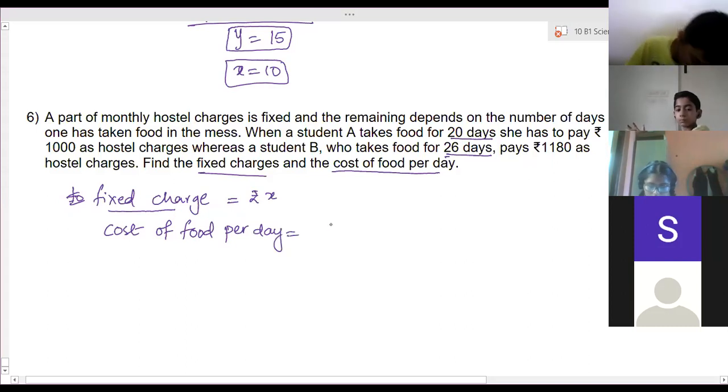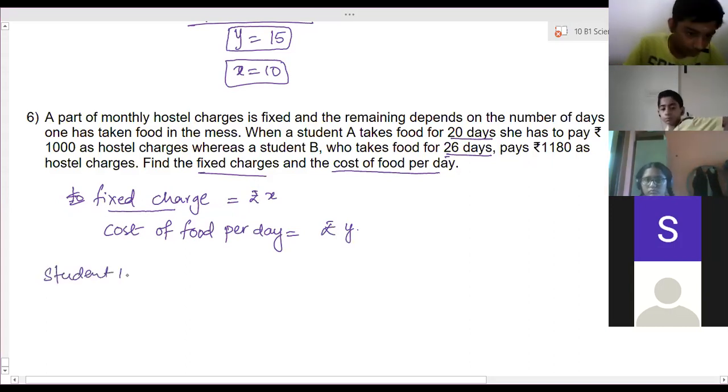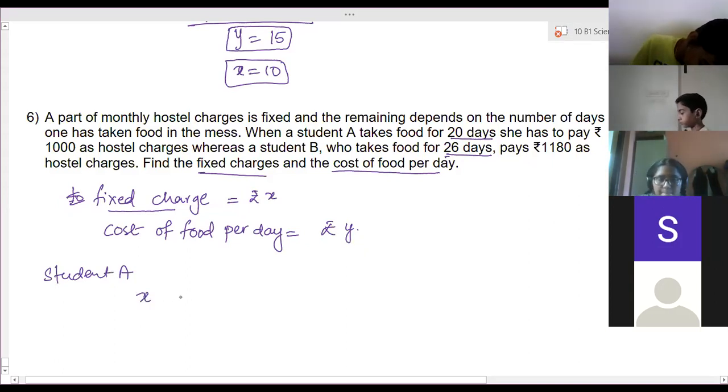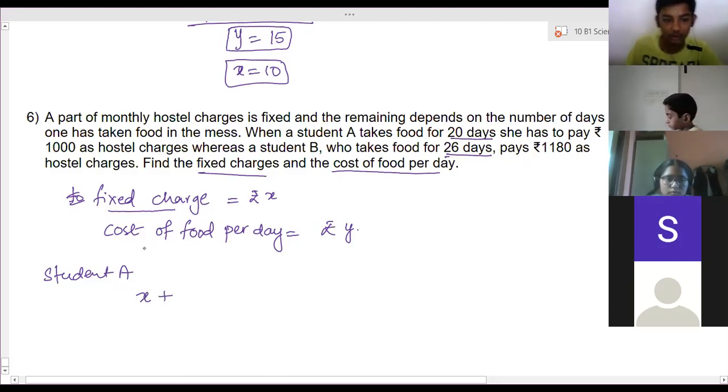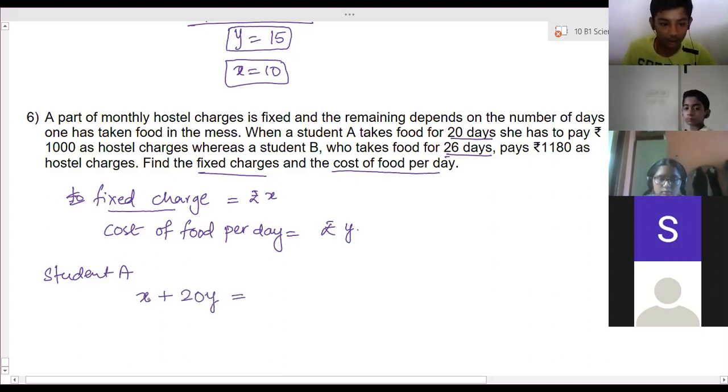Okay, ma'am. And per day food cost is rupees Y. So in the first case, student A: his fixed charge has to be added anyhow, and 20 days food charge will be 20Y. So we add them, because the total cost is equal to 1000. Right? Clear?